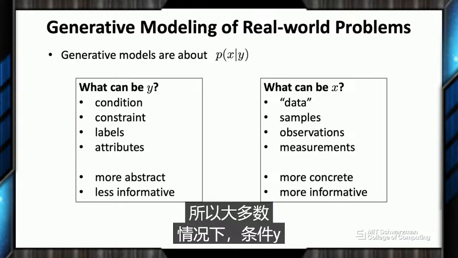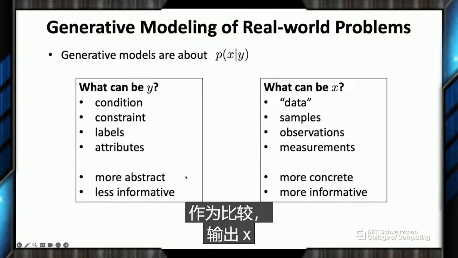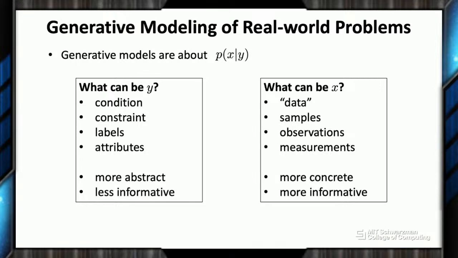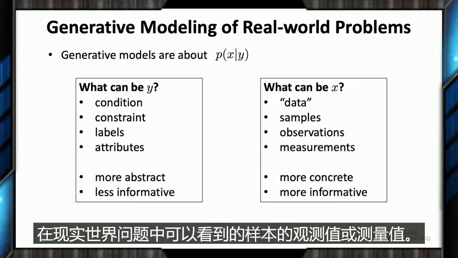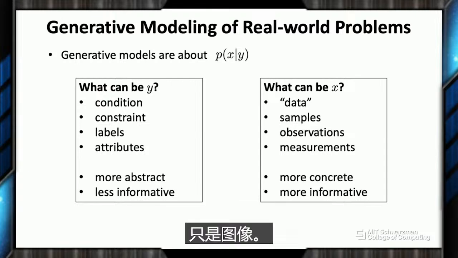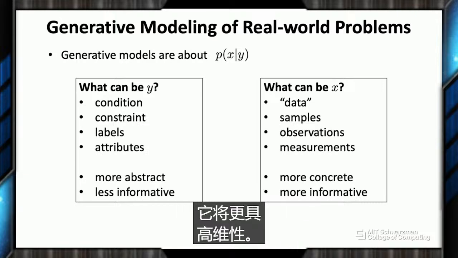So in most cases, the label or the condition y would be more abstract, and it will be less informative. As a comparison, the output x is usually called the data, or the observations or measurements of the samples that you can see in real-world problems. In the case of image generation, usually x is just the image. So usually x would be more concrete than the condition y, and it would be more informative, more higher dimensional.